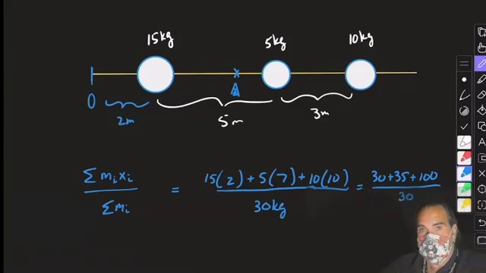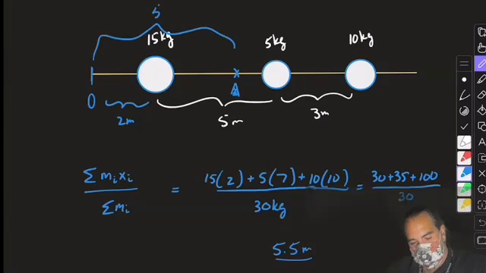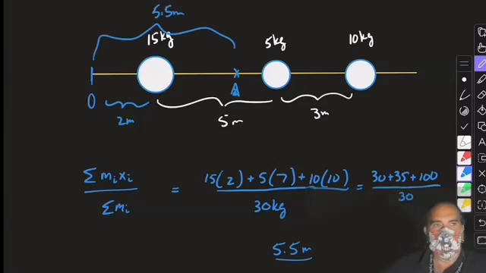165 over 30. Does it get smaller if we start dividing out by 15? Bet it does. What does it work out to? 5.5. That's right. It's exactly where we said it was going to be. 5.5 meters away. So remember, your reference determines how the answer is portrayed, but the location is the same all the time.